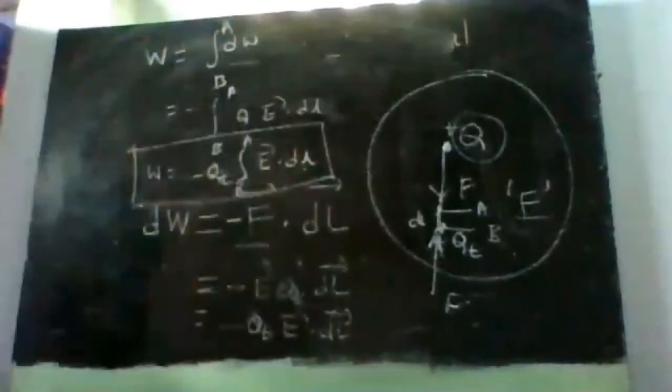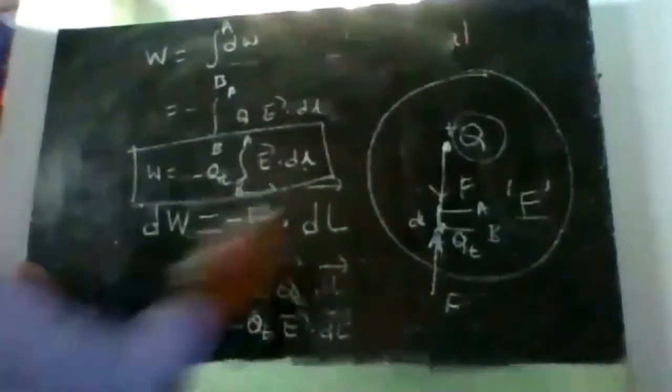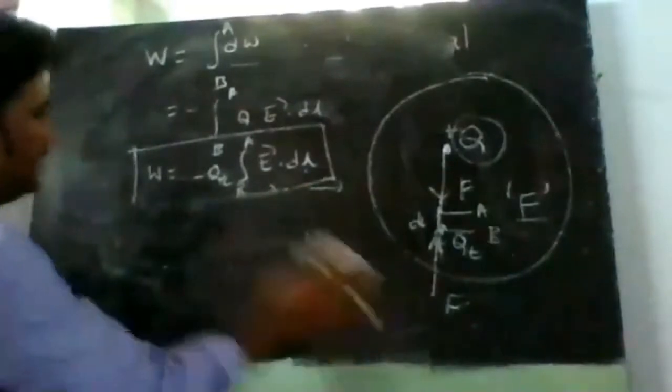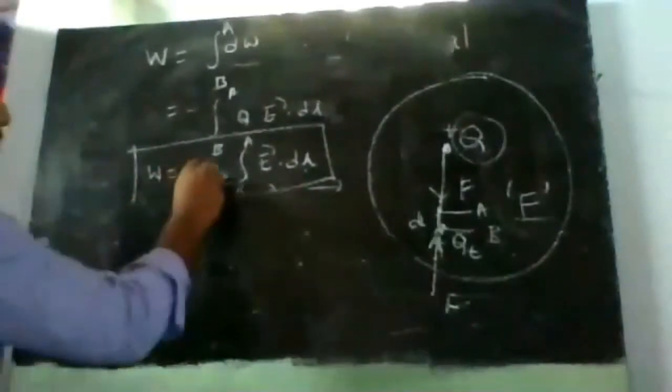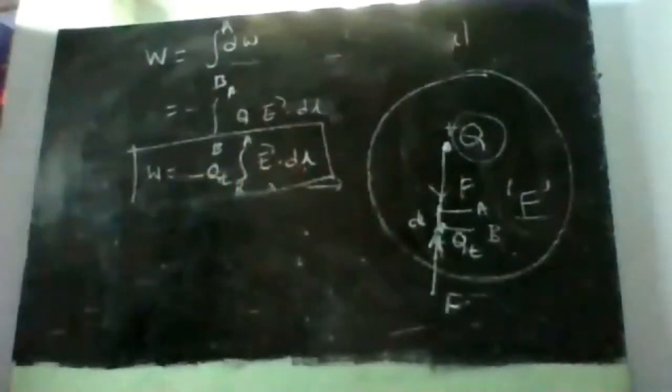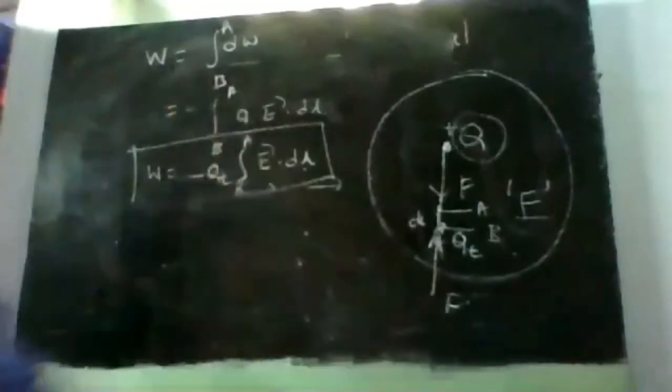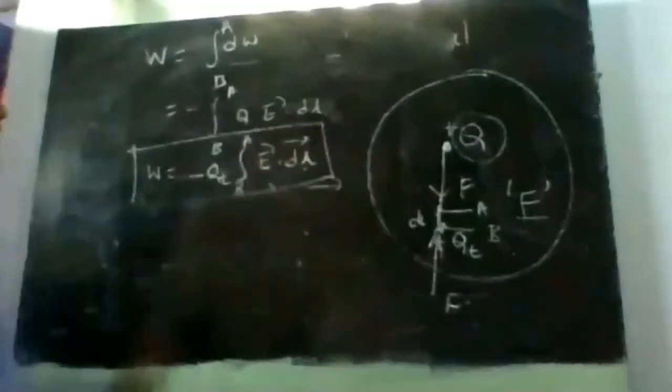So we will get something like this. The formula for work done is W is equal to minus qt into the integral of E bar dot dl bar.